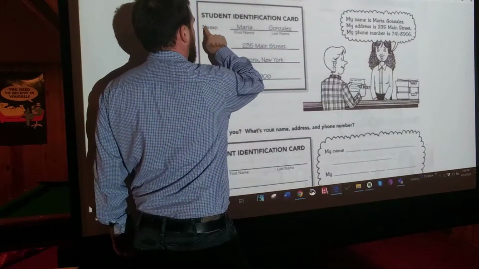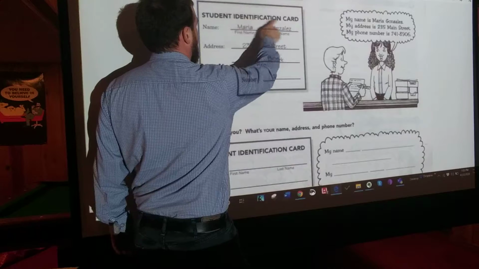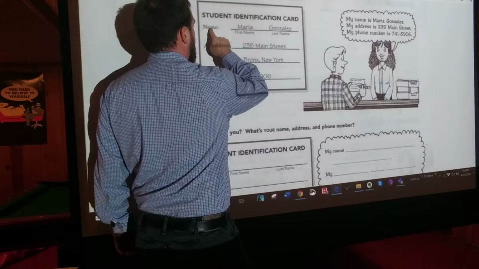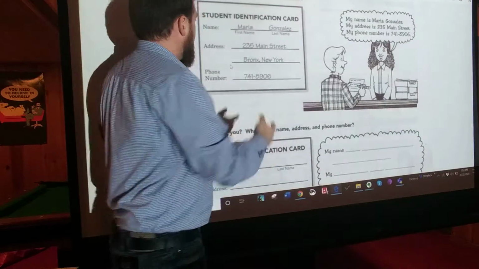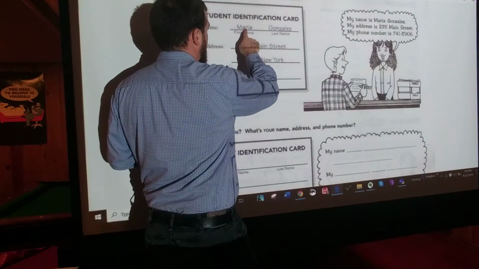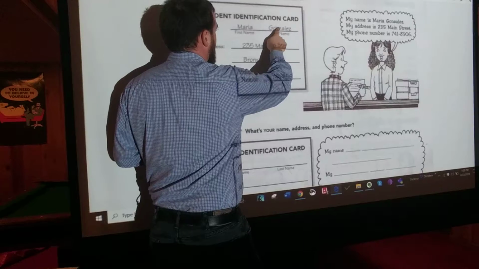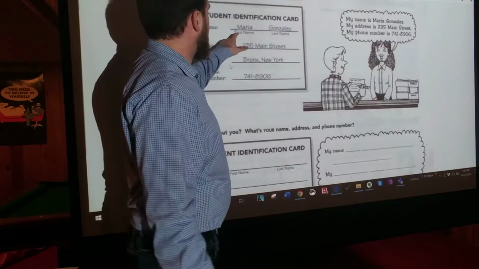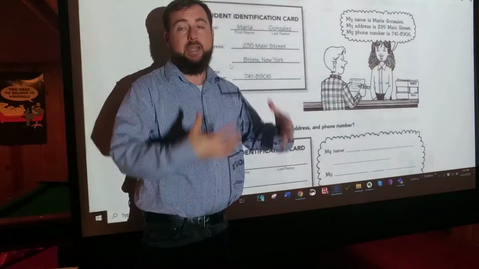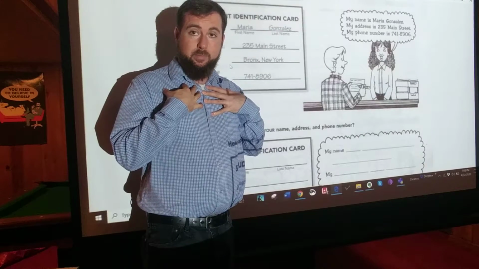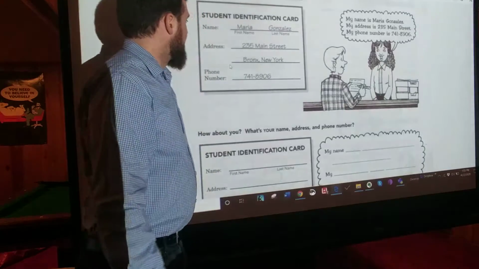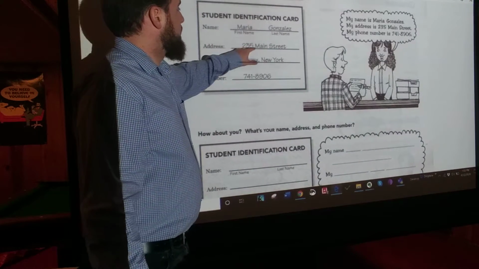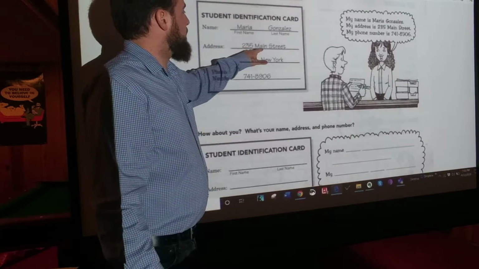So over here you'll see it says student identification card. Then it says name. It's one of our vocab words, right? First name, Maria. Last name, Gomez. So see, we have first and last. Just like my first name is William. My last name is Menta. Okay? Then address goes here. Here's our number. Here's our street.